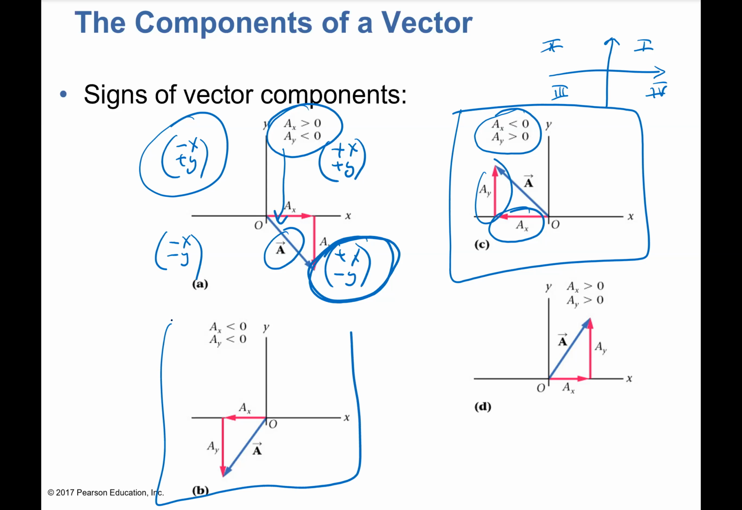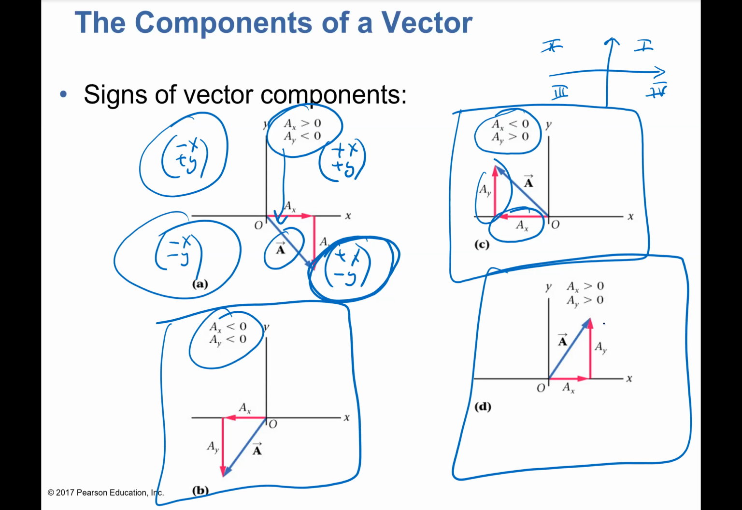Same way here, 3rd quadrant, remember negative, negative. So both of the components are going to be negative. And finally, the first quadrant, X and Y are positive. So the components are positive. So that's why it's important to understand in which quadrant your vector is. So then when you're doing the components, you get the signs of the components correct.